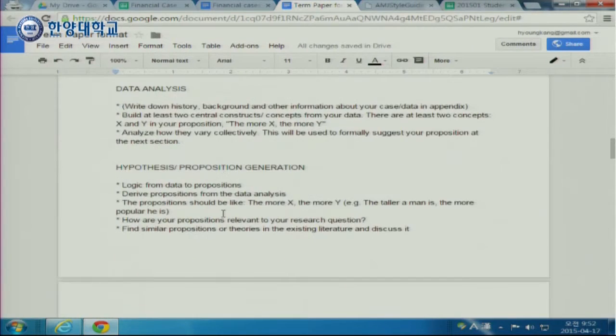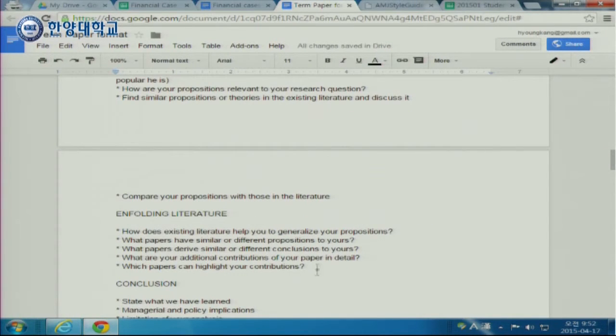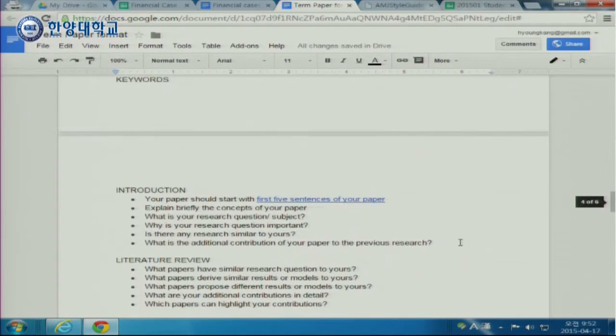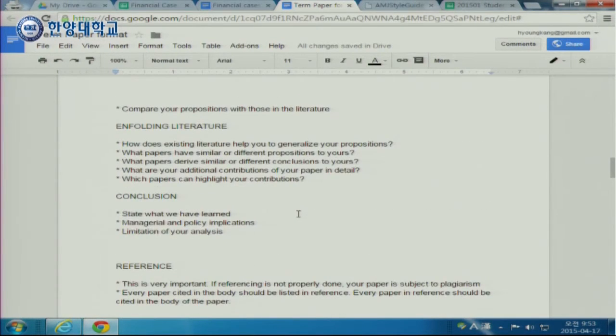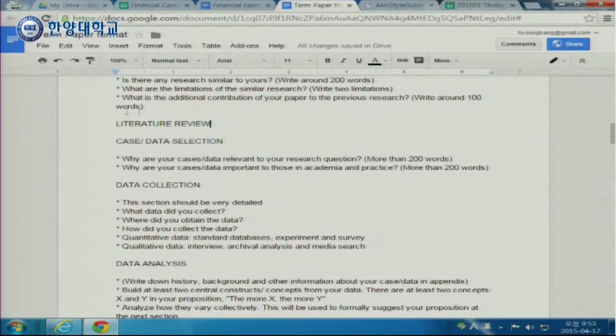This is optional because this enfolding literature part is basically the same as the literature review of the deductive method. But if you still want to discuss existing papers, then it is fine. But in the inductive method, this is optional. In the deductive method, this is important. In the inductive method, you put the literature review later on, when you enfold your findings into the existing literature. Yeah, good question. Any other question?